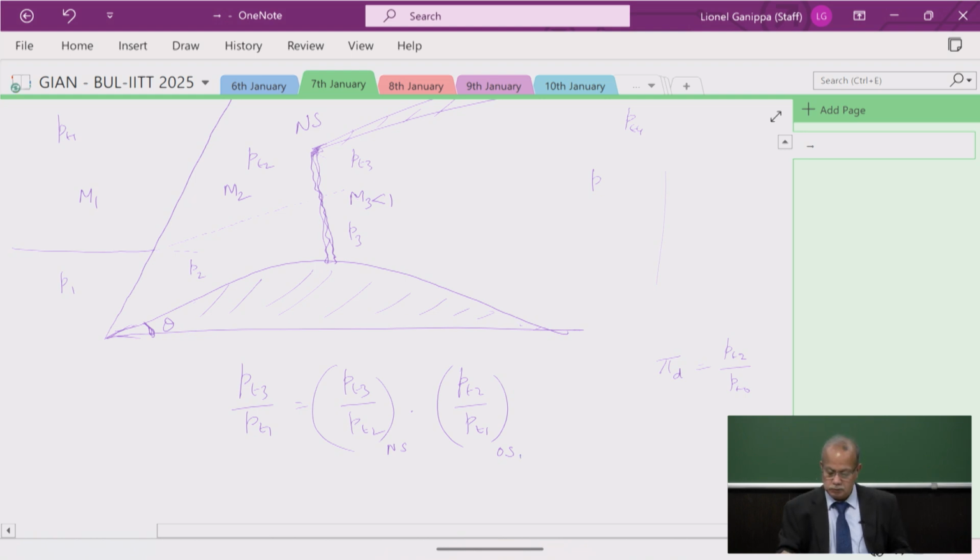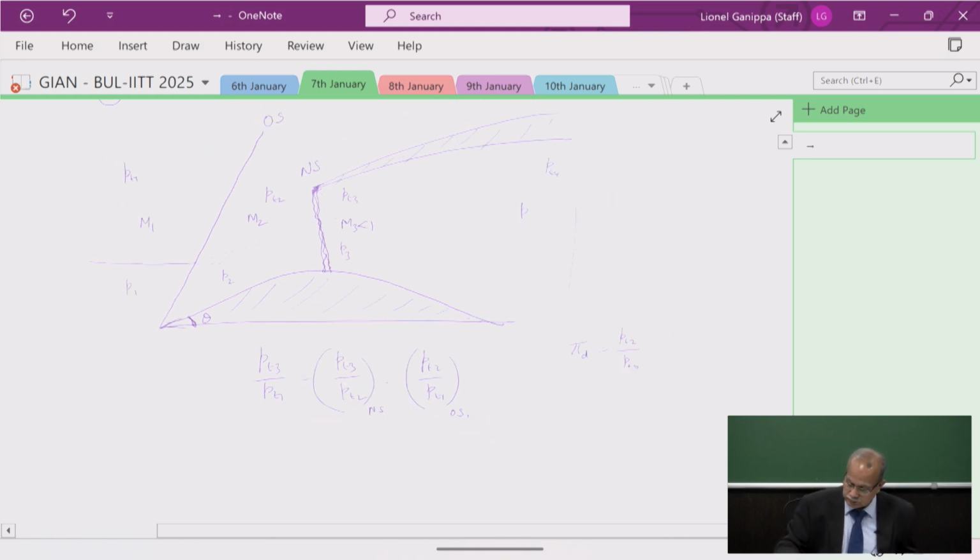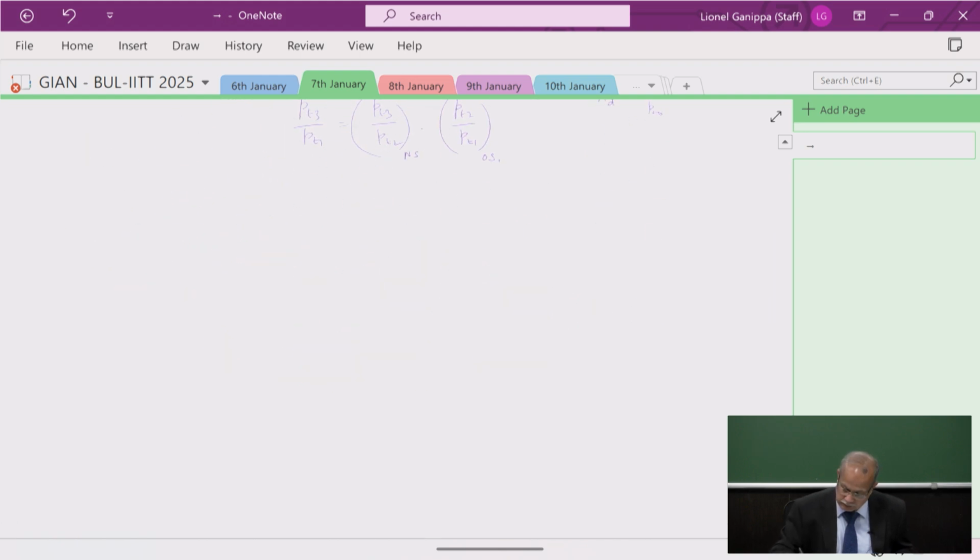So this is the first part of the problem. The second part of the problem is you have a dual compression ramp. So this is the first compression ramp. Then there is another concave edge. So something like this.